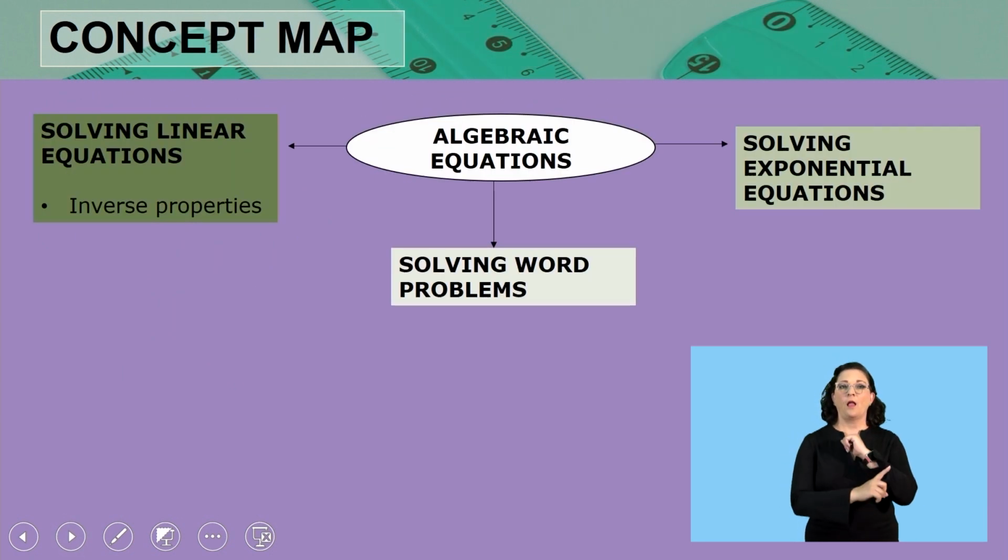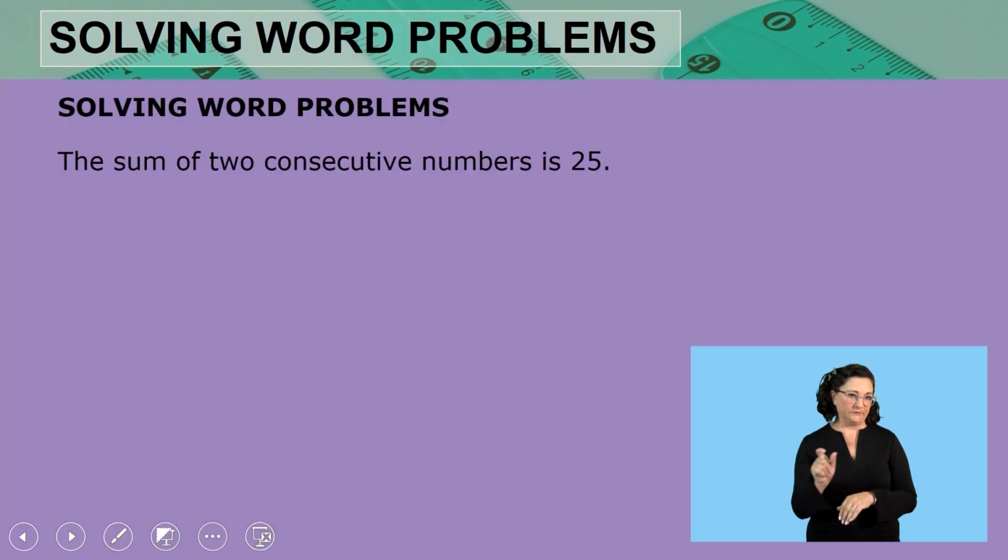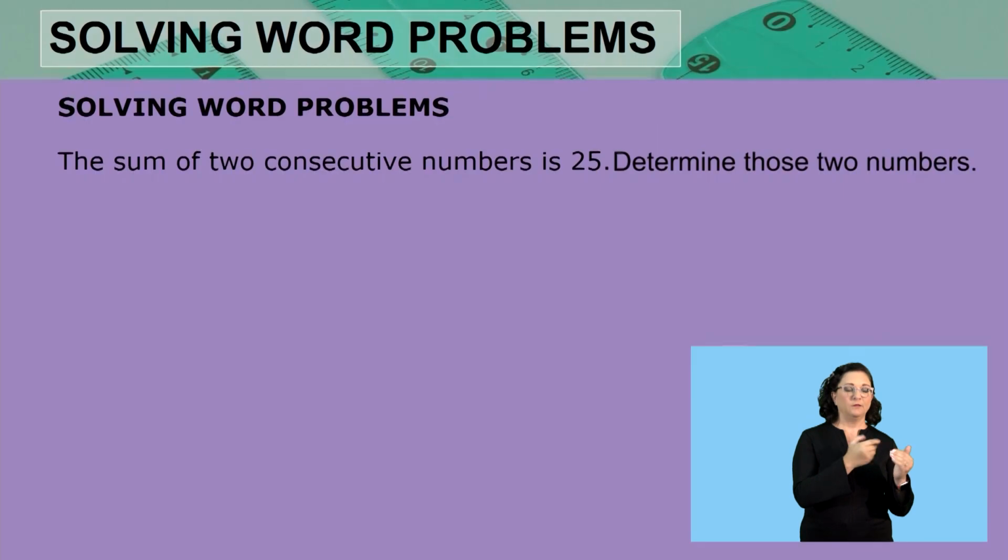Let's move on to the last point of our concept map, and that is solving for word problems. Solving for word problems is simply taking the word problem, turning it into an equation, and then solving for that word problem. So the first one there says, the sum of 2 consecutive numbers is 25. Consecutive means that the numbers come after each other on the number line, and these are whole numbers that come after each other on the number line. So the sum of 2 consecutive whole numbers is 25.